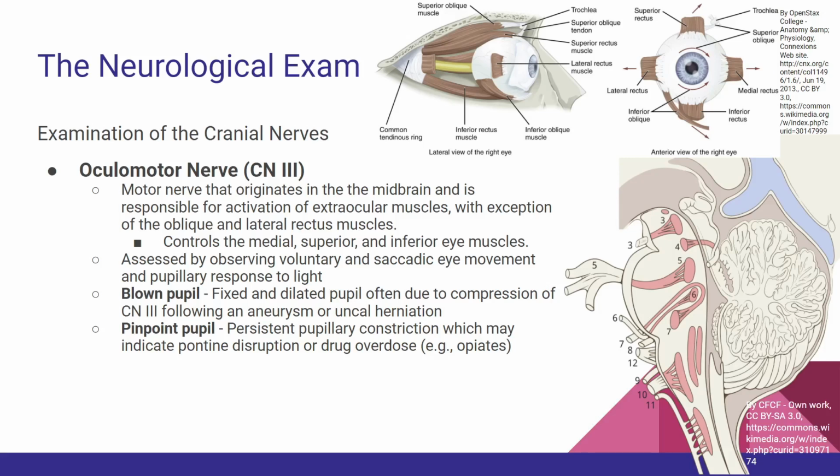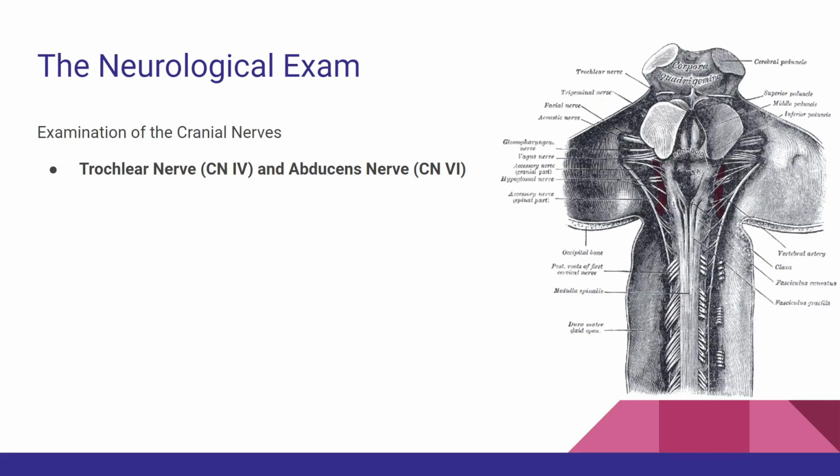The next cranial nerves we're going to talk about we'll lump together. So one is the trochlear nerve, or cranial nerve 4, and the next is the abducens nerve, or cranial nerve 6. So these are both motor nerves, and they innervate those other eye muscles that are responsible for eye movement.